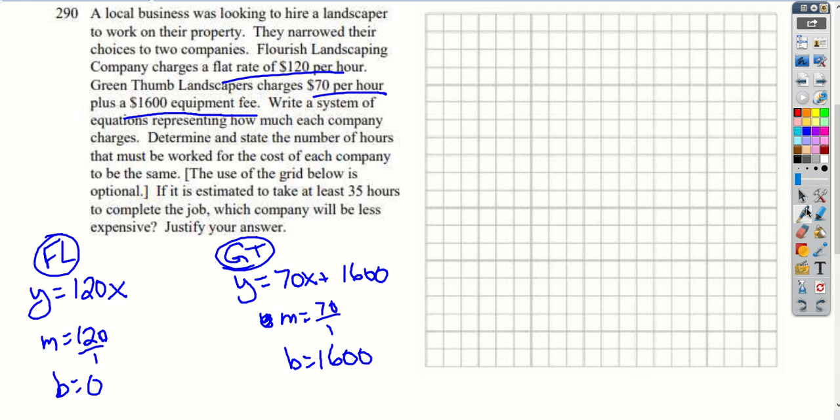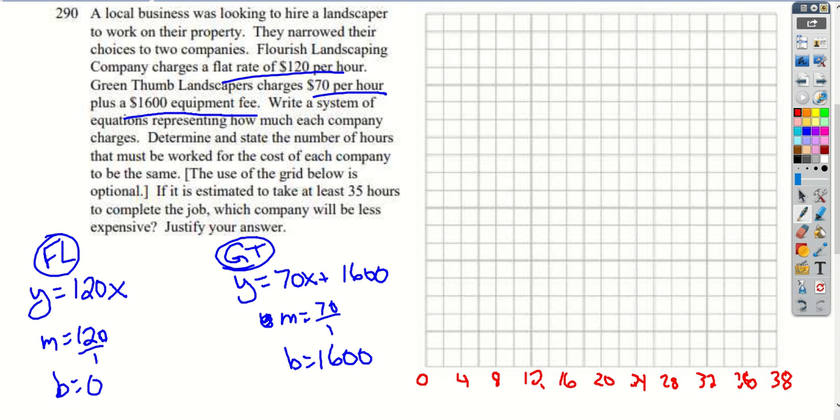And now I want to get up to 35. So we'll count by, let's say, 2s. We're going to do 0, and we're going to skip. So 4, 6, 8, 10, 12, 14, 16, 18, 20, 22, 24, 26, 28, 30, 32, 34, 36, and then 38.